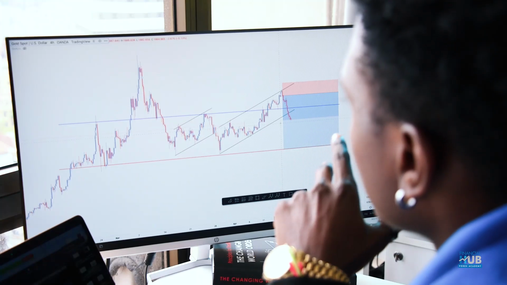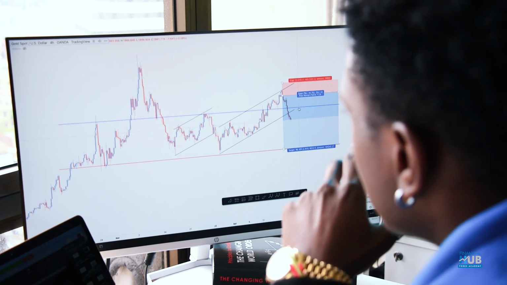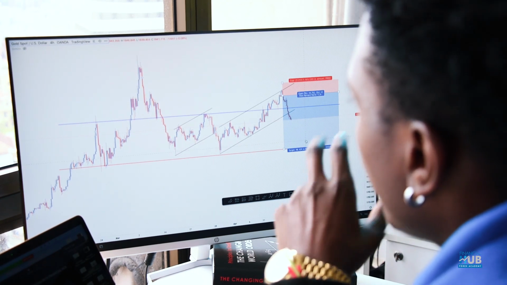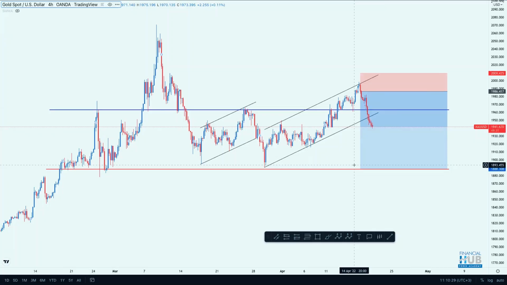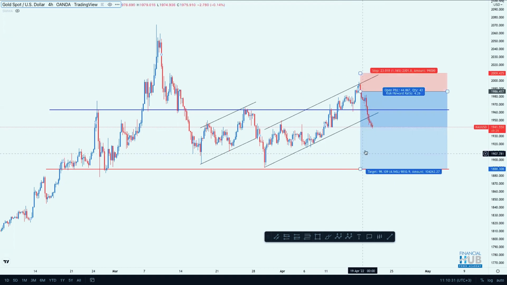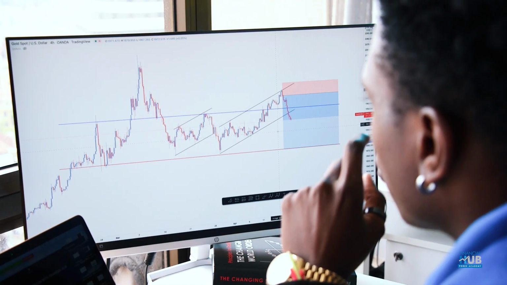So what do I want to watch at this level? As long as we remain below the resistance level here, because market can easily come back down, retest that level, then continue. I'm waiting for this market to stay short at least until the 1900 level, okay? That's my target to the downside. If market can fall, I'm looking for a 400 pip move to the downside from the level it is at the moment, okay? So that's what I'm watching on gold.